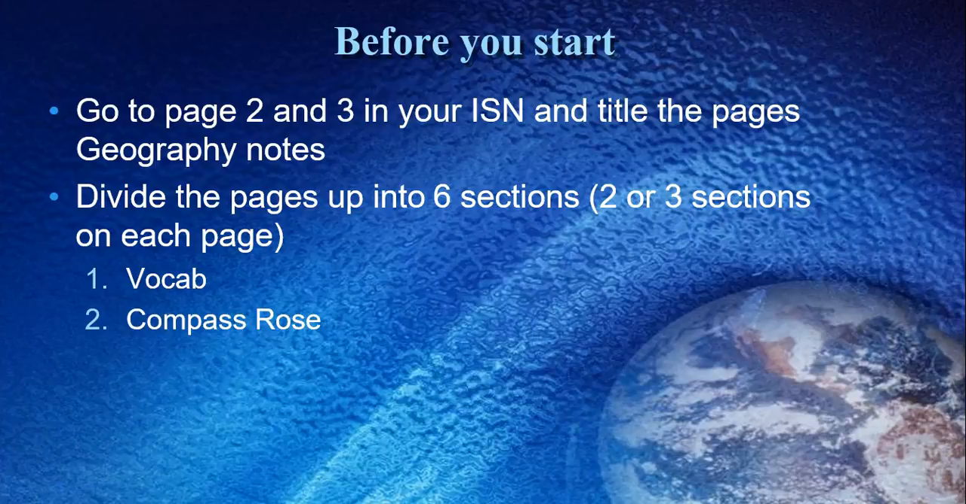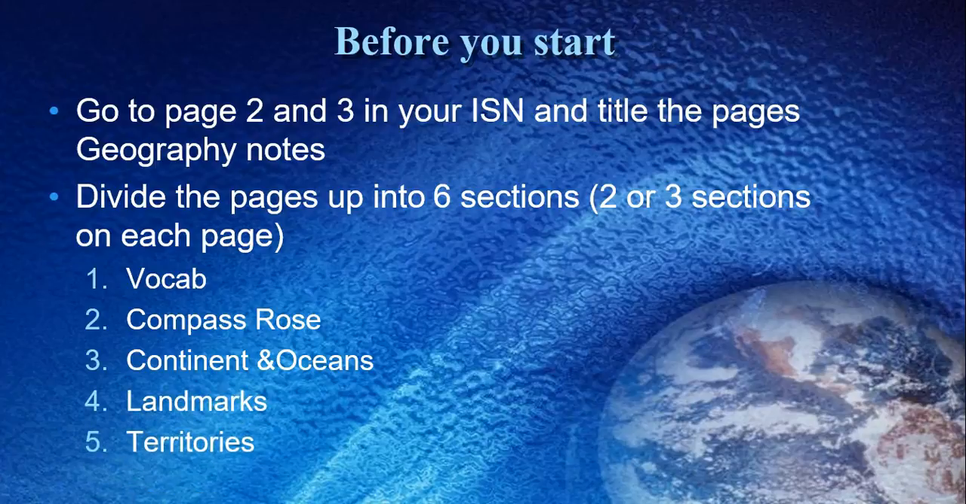You're going to write compass rose. You're going to write continents and oceans, landmarks, and territories. The 6th box is up to you. You could title it whatever you want, or you could leave it blank.